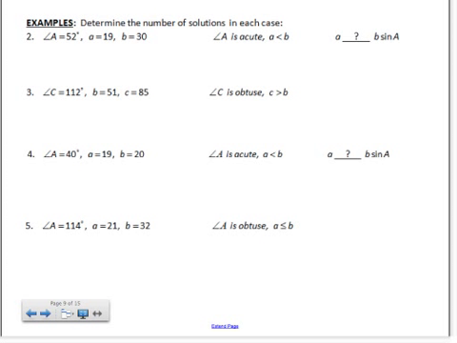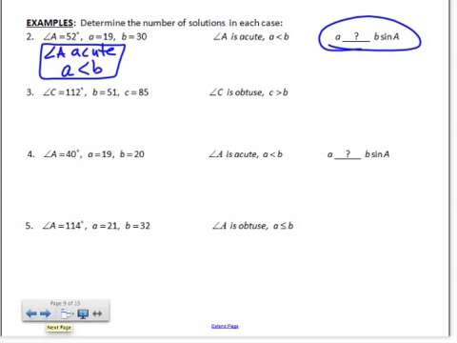Here we go. So we're going to determine the number of solutions. Okay, so the first thing we're looking for is this. Let's start with what we know. A is acute. Okay, so when you see that the angle given is acute, that means it might be a special problem and you are going to have to look at that situation possibly. What's the next thing? A is smaller than B. When you have this situation, you must do that relationship. Okay, so now we're going to figure that out. What is B sine A? B sine A is 30 times the sine of 52, which equals 23.6.